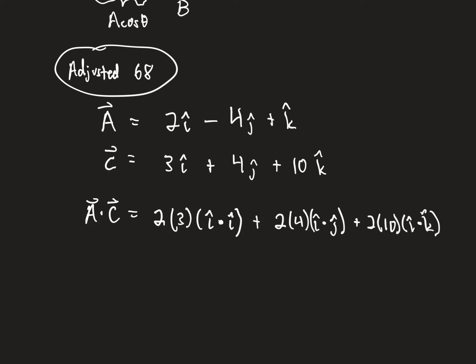How do I do I dot J? It's 0. I do A times B times cosine theta. The magnitude of I is 1. The magnitude of J is 1, times the cosine of the angle between the two. What's the angle between I and J? 90 degrees. So cosine 90.